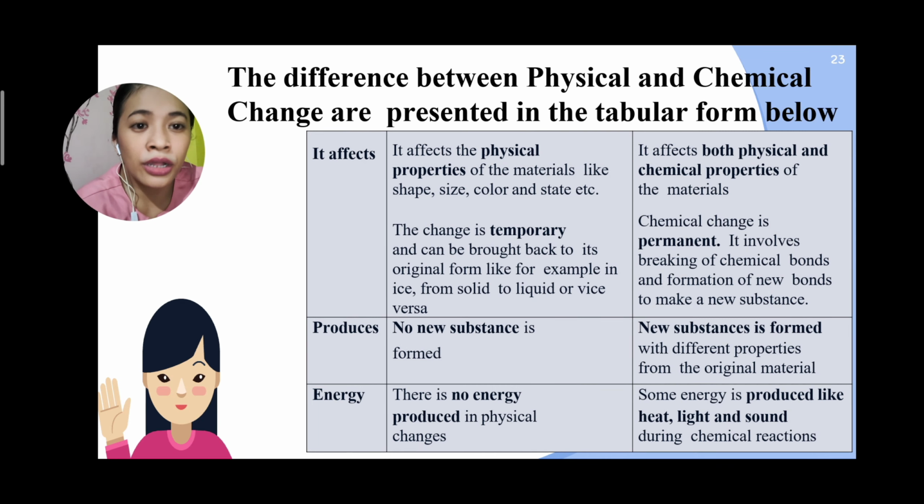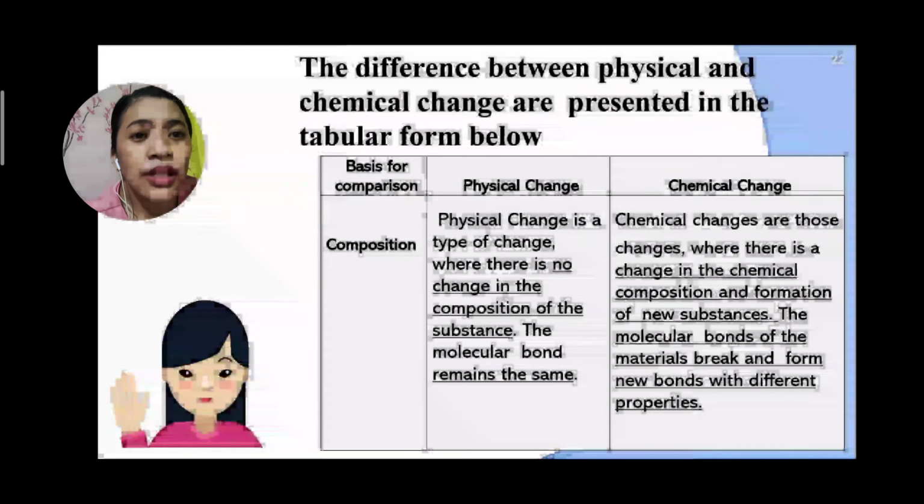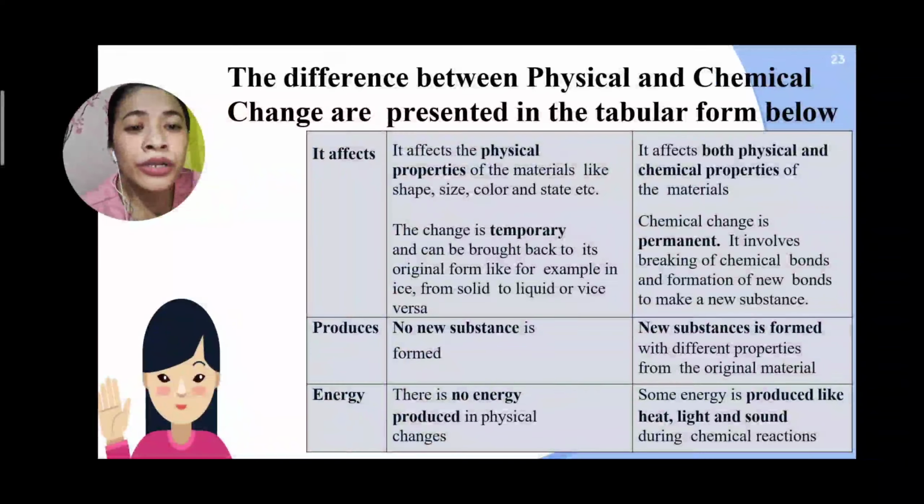Next is the basis for comparison under energy. In physical change, there is no energy produced. In chemical change, on the contrary, some energy is produced like heat, light, and sound during chemical reactions.